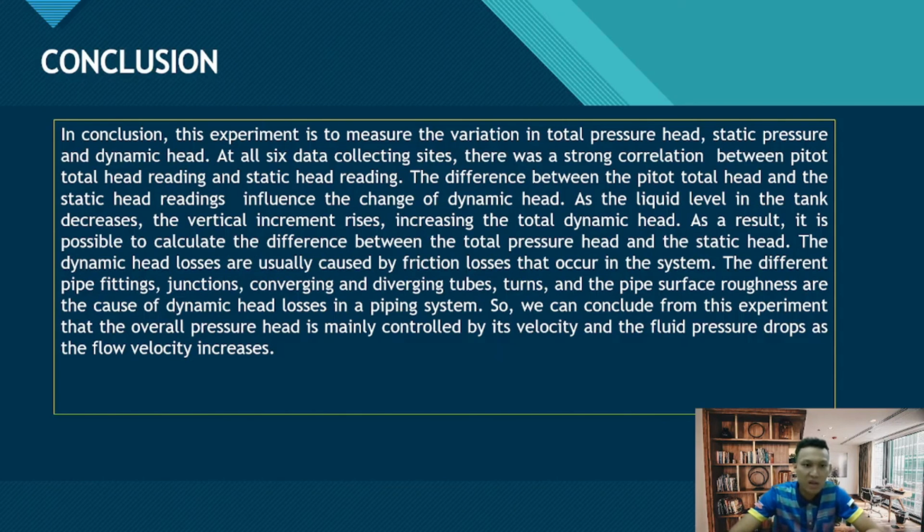As the liquid level in the tank decreases, the vertical increment rises, increasing the total dynamic head. And as a result, it is possible to calculate the difference between the total pressure head and the static head. The dynamic head losses are usually caused by friction losses that occur in the system. The differences in pipe fittings, junctions, converging and diverging tubes, turns, and the pipe surface roughness are the cause of dynamic head losses in a piping system.